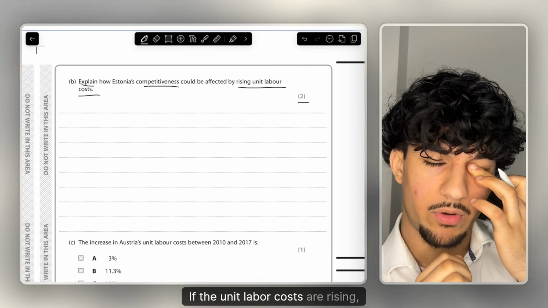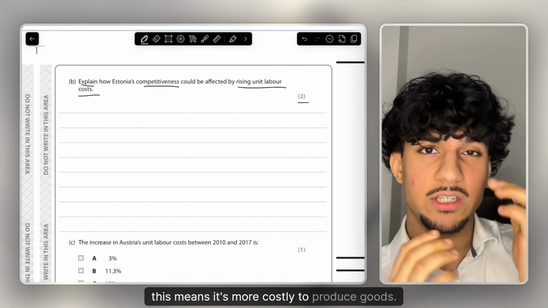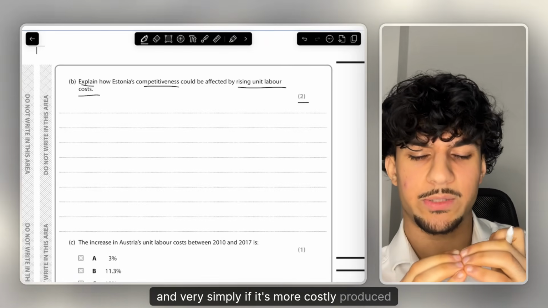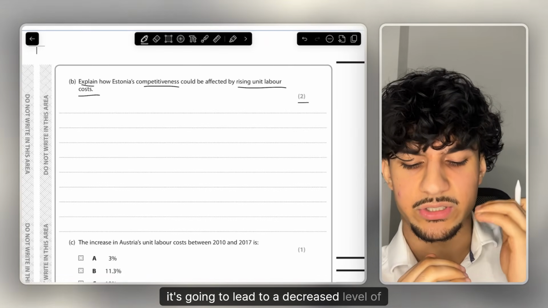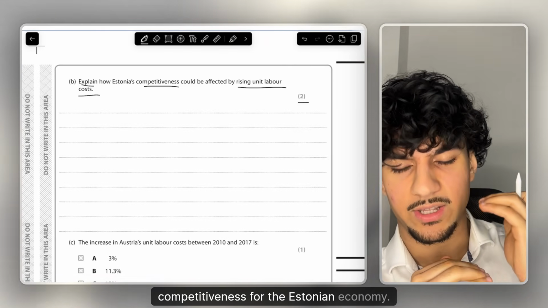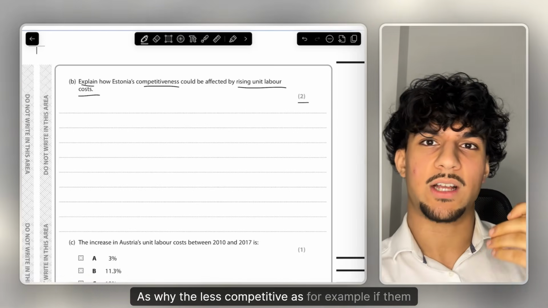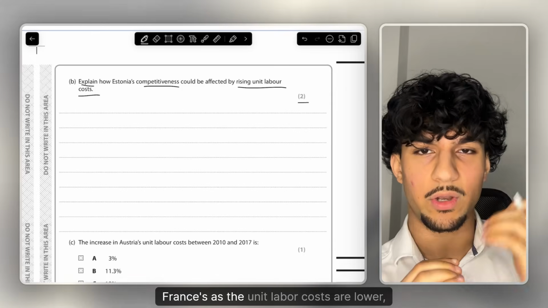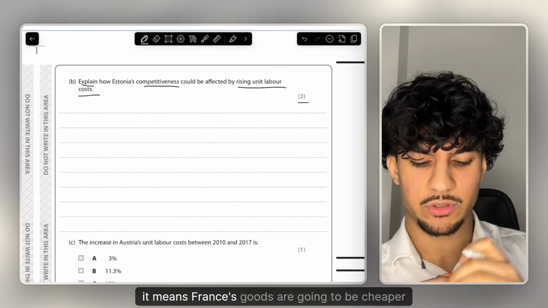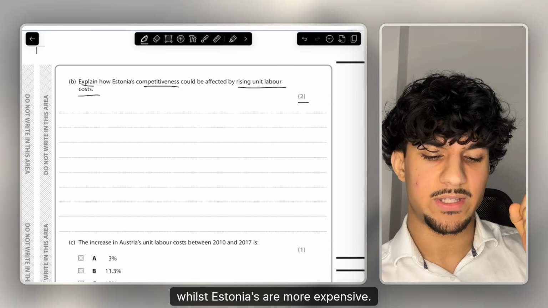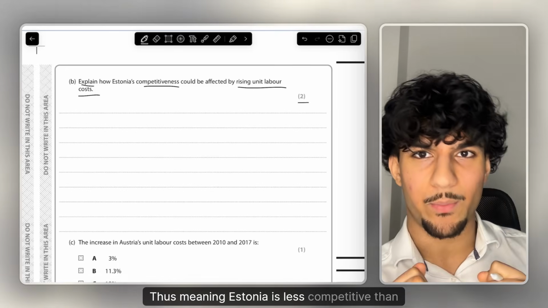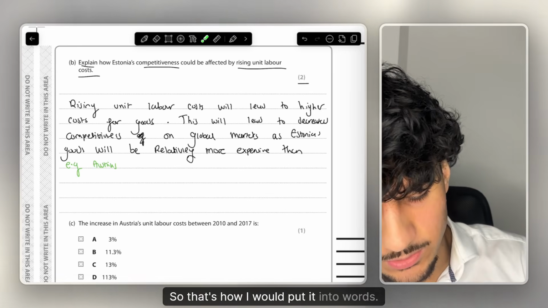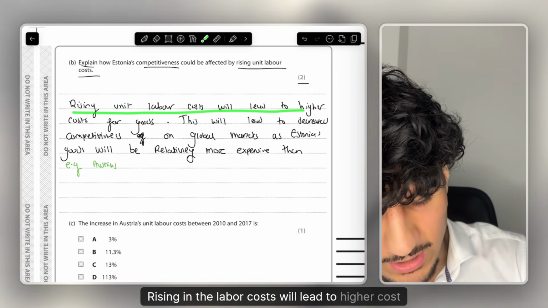If the unit labour costs are rising, it means it's more costly to produce goods. And very simply, if it's more costly to produce goods, it's going to lead to a decreased level of competitiveness for the Estonian economy. For example, if they versus France are producing the same goods, and France's unit labour costs are lower, it means France's goods are going to be cheaper, whilst Estonia's are more expensive, thus meaning Estonia is less competitive than France. So that's how I would put it into words. Rising unit labour costs will lead to higher costs for goods.